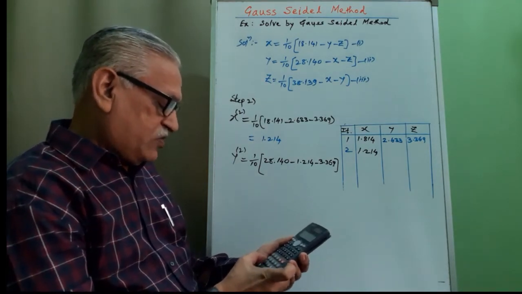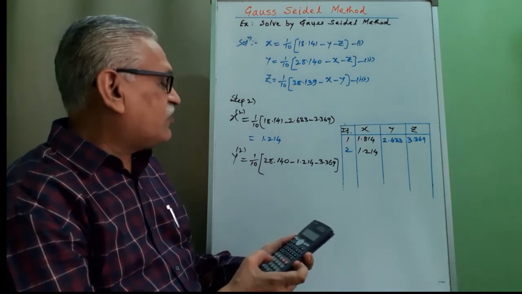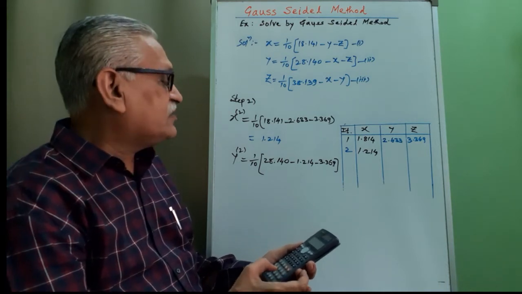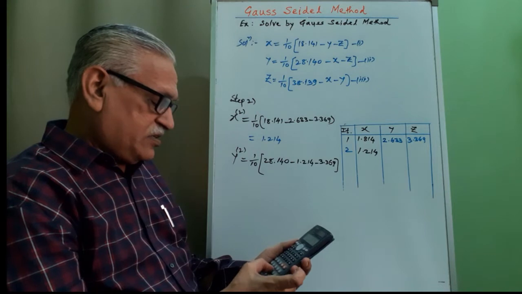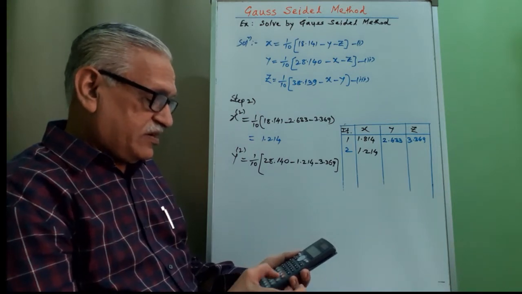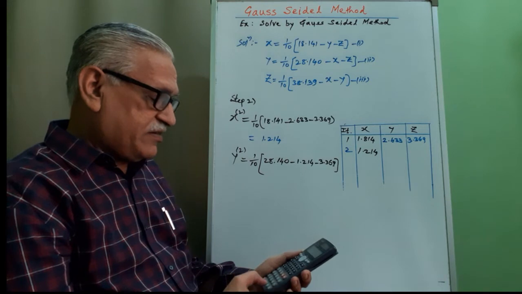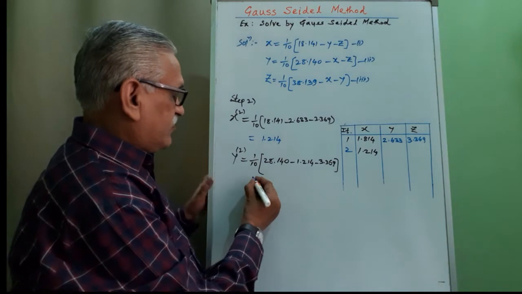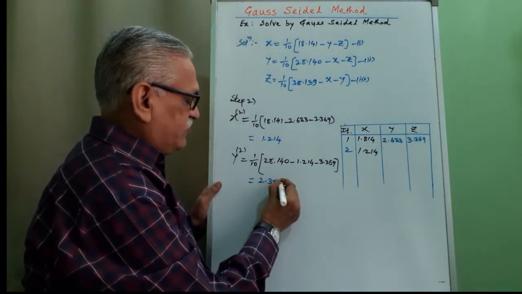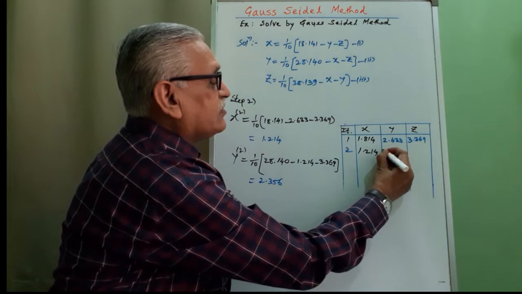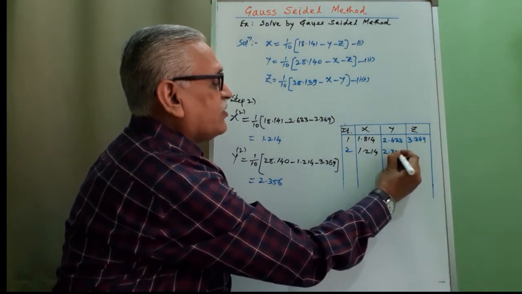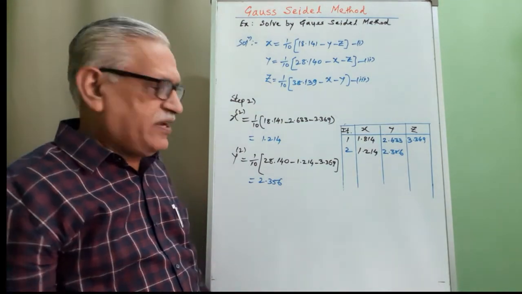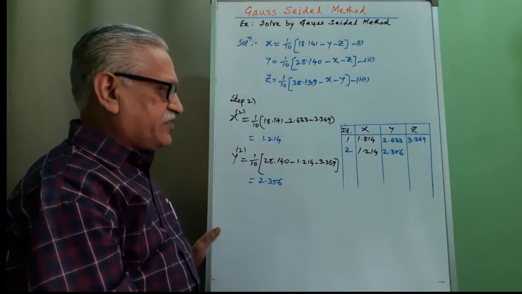And therefore, by calculator, it is 28.140 minus 1.214 minus 3.369, divided by 10. It is 2.356. We put here 2.356. Okay, this is the value of y in the second step, or second iteration.